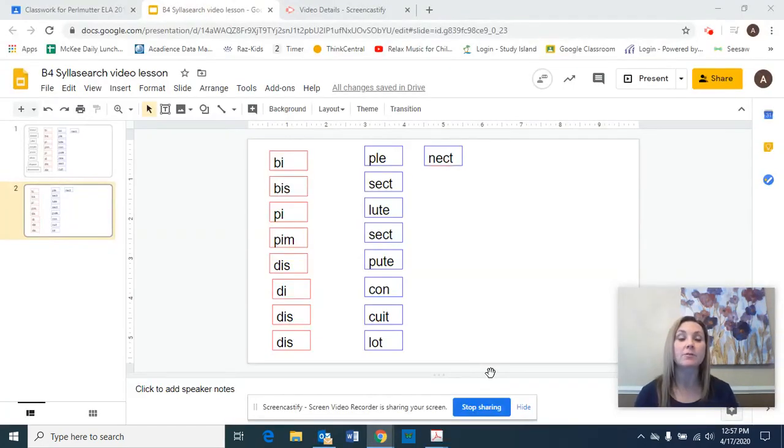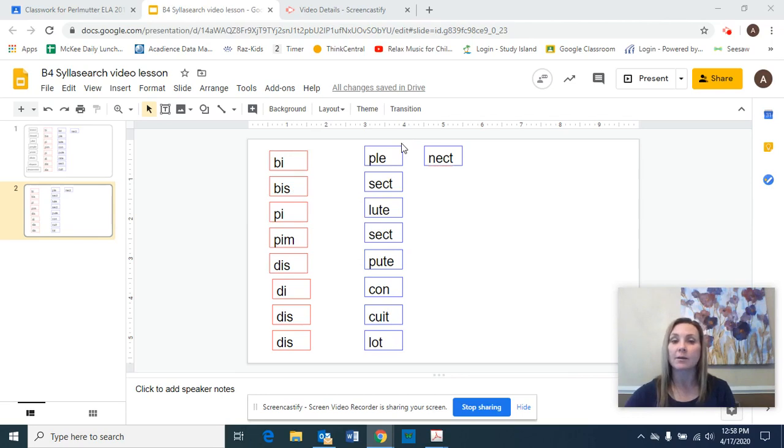All right, now boys and girls, it's time for you to use those Syllasearch syllables that you cut out or wrote down. I want you to look at my screen. Now, please put your syllables like I have mine. Your first column should be your first syllables.